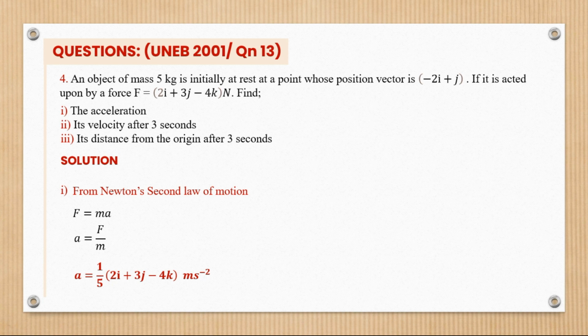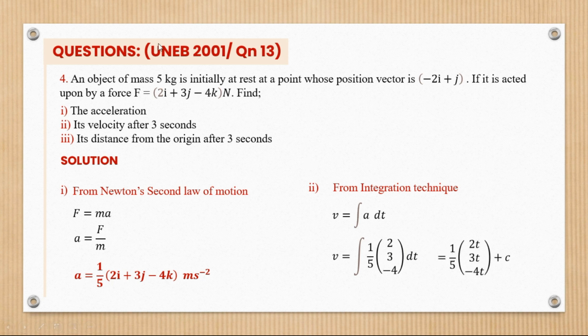In part 2, we're being told to find its velocity after 3 seconds. Now for velocity, because we know the acceleration, we can use the integration technique. We know that from integration technique, we can find v being equal to the integral of acceleration dt. So I've placed it in column form for that purpose. Now when I integrate each of the values here, as you can see, this 1 over 5 is the constant, so I can just place it out. Here this will become 2t, this will become 3t, and this will become negative 4t, 1 over 5 times that plus c.